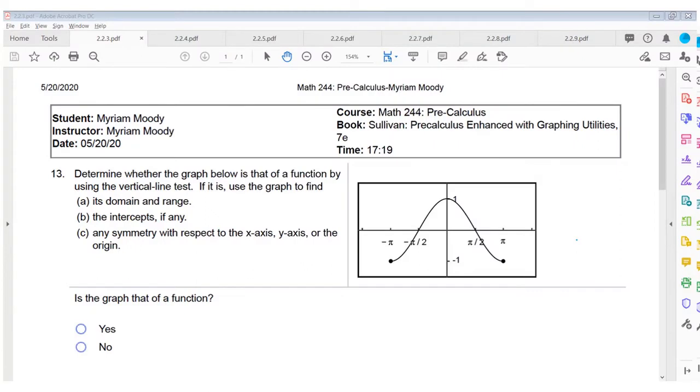Okay, let's go for another one. All right, same questions. They want to know if this is a function first and foremost. So take a look.